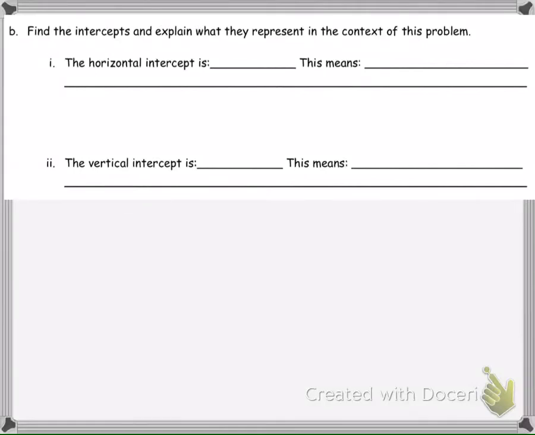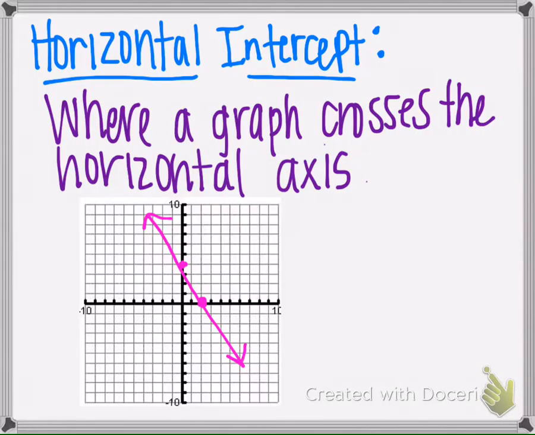Here we are asked to find the intercepts and explain what they represent in the context of this problem. So let's go ahead and make sure we remember what a horizontal intercept is. A horizontal intercept is where a graph crosses the horizontal axis. So right here. Now I made this example up, and that ordered pair there is (2, 0).